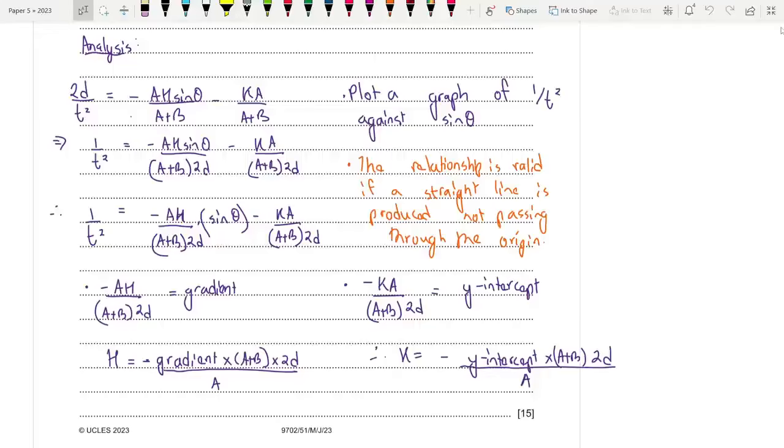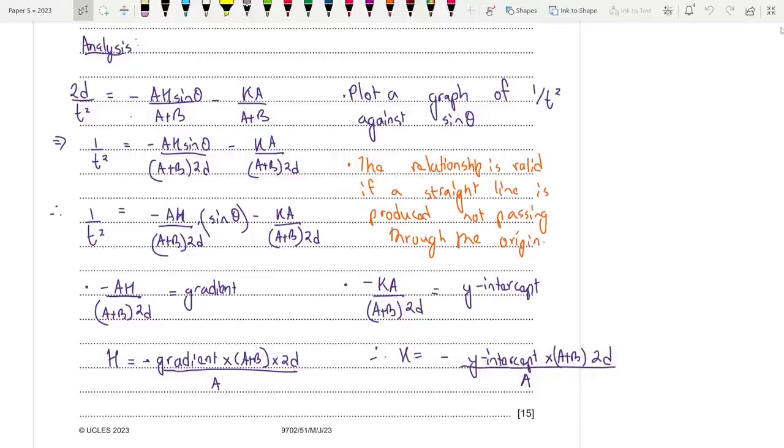And to find out h and k, what can we do? Minus h by a plus b times 2d is the gradient. So h is actually equal to minus gradient times a plus b times 2d by a, while k is actually equal to minus ka by a plus b times 2d is the y-intercept. So k is equal to y-intercept times a plus b times 2d divided by a. So that is it for question 1.